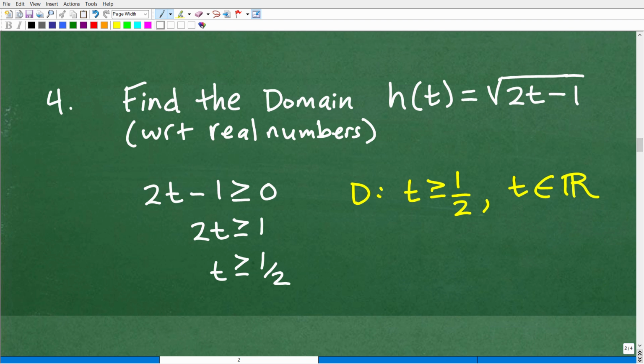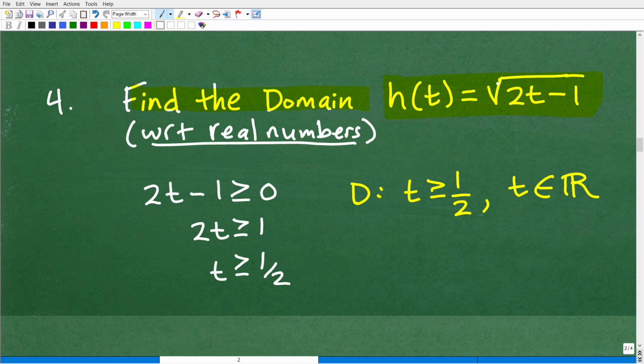And that is, we want to find the domain of this function. Okay, so h of t is equal to the square root of 2t minus 1, and we're going to want to find the domain with respect to the real number system. Okay, so how do we do this?